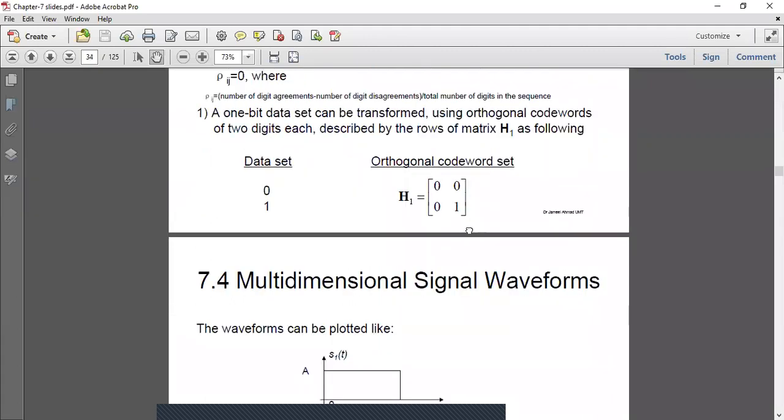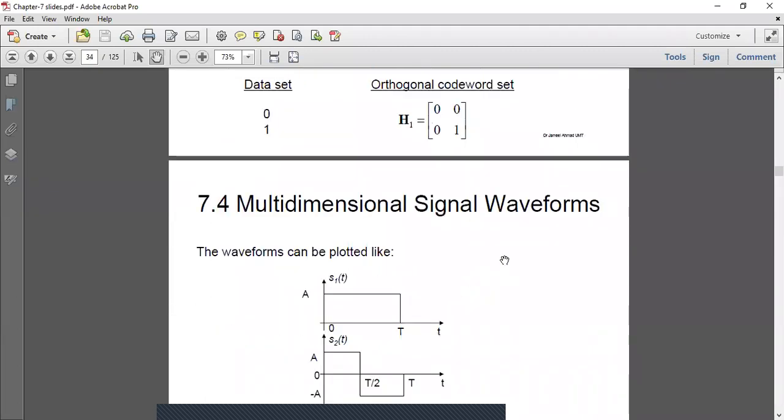We were talking about Hadamard matrices for generating the signal waveforms. So this is a multi-dimensional signal waveform. As you can see and compare this matrix, the Hadamard matrix has a property that the inner product of its rows is 0. As you can see, 0 times 0, 0, 1 times 0 is 0. So the waveforms can be plotted like this.